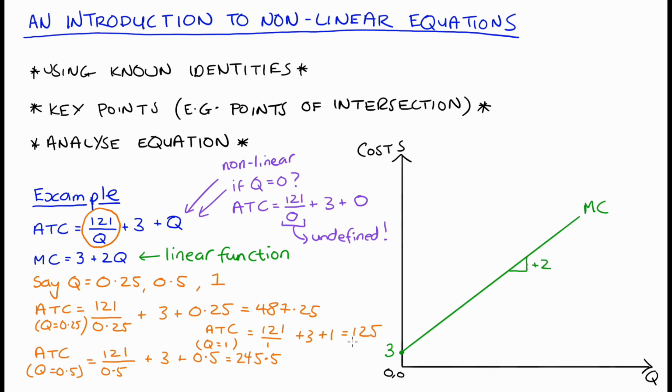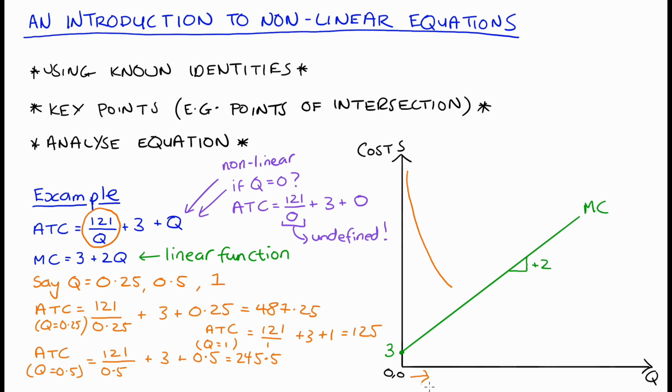So at very small values of our quantity, average total cost is large because of that first term that's getting really big for small quantities. But as we increase our quantity, these effects become less prominent. Our average total cost is decreasing. We're going from 487.25 to 245.5 to 125. That's a decreasing behavior of our average total cost for small values of Q.